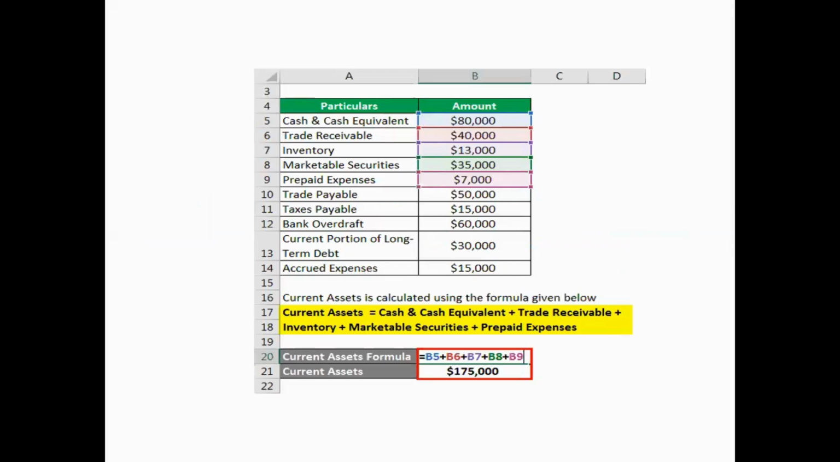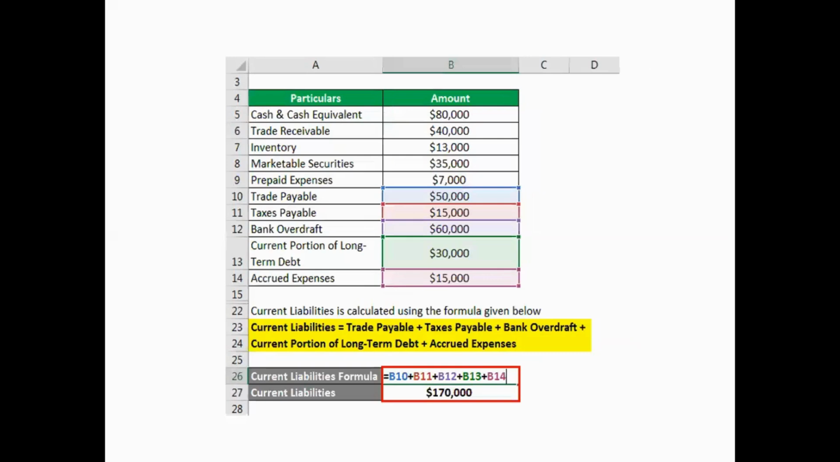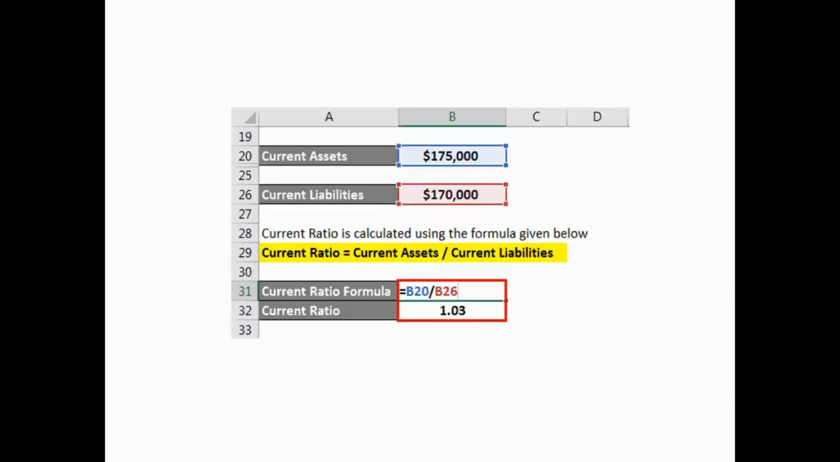This is the method of how we calculate current ratio in Excel. First, we calculate total current assets by adding up the current assets, and then we calculate total current liabilities by adding up the current liabilities. After that, we apply the current ratio formula. Here in my example, the current ratio is 1.03.